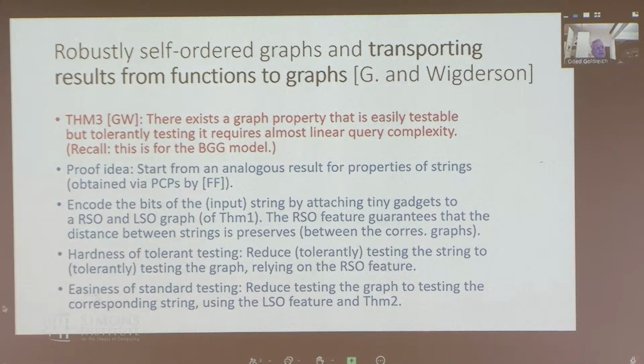Now I have to talk about the easiness of standard testing. To show it, I reduce testing the graph to testing the corresponding string. But the point is that I don't know the names of vertices in the graph, or the location of bits of the string. For this, I have to use the local self-ordering feature and Theorem 2, which I discussed before. So that's a very high level. I don't expect anybody to follow it, but just have a feel of what is going on here.